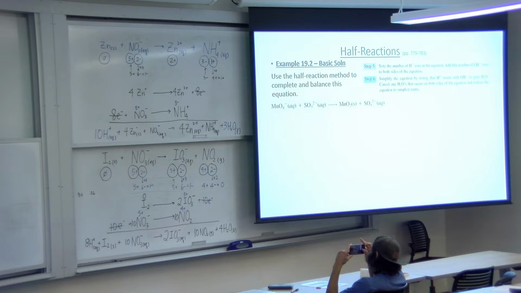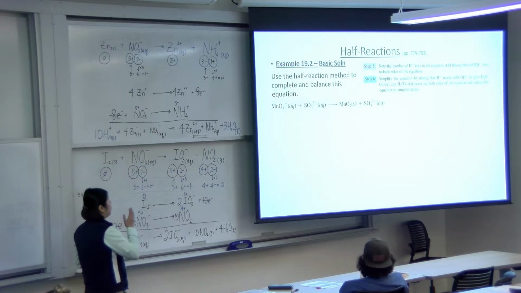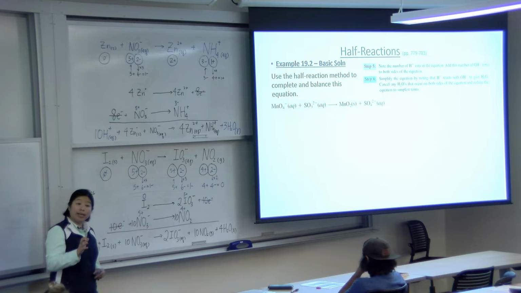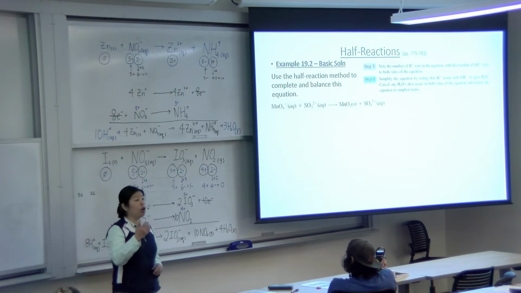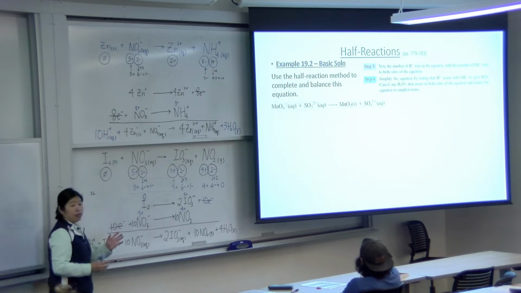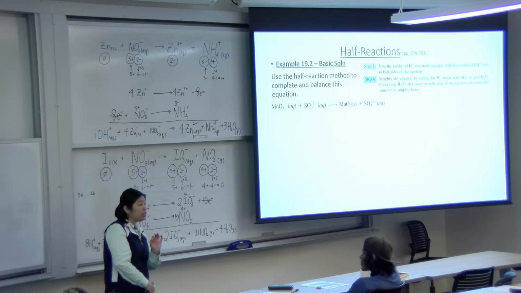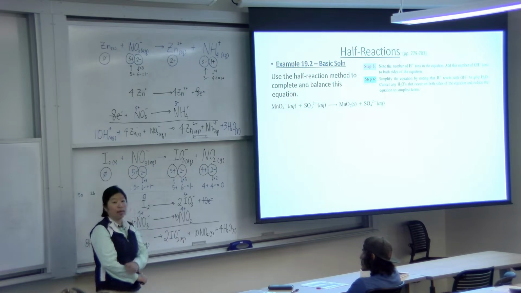Now, in this next problem, we're going to move on to something that's a redox reaction in a basic solution. So we should not end up with H pluses at the end. We should end up with OH minuses at the end. Really, you're going to do the same exact process that we've been doing. The only difference is in a basic solution, you're going to add 2 more steps.